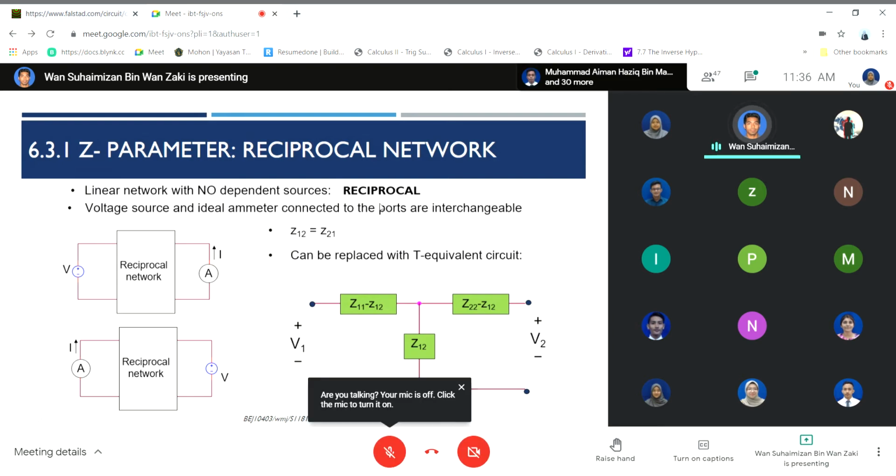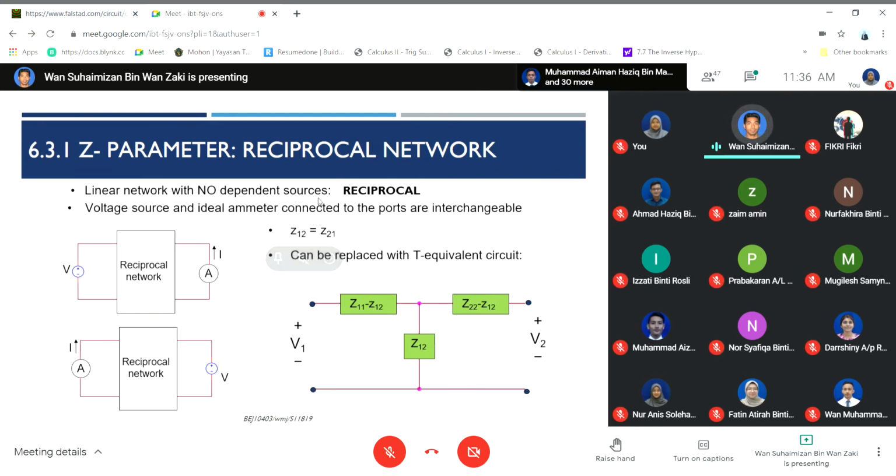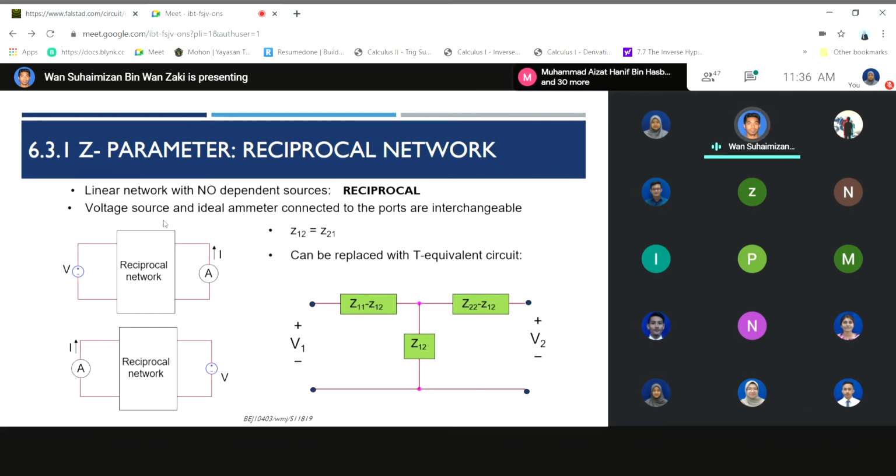So what is meant by reciprocal? Inside there are no dependent sources, and another point: a voltage source and ideal ammeter are connected to the port interchangeably. So Z12 equals Z21. It means that if you place the ammeter here, you get a current. Then if you place the ammeter at port number 1, the current will be the same.